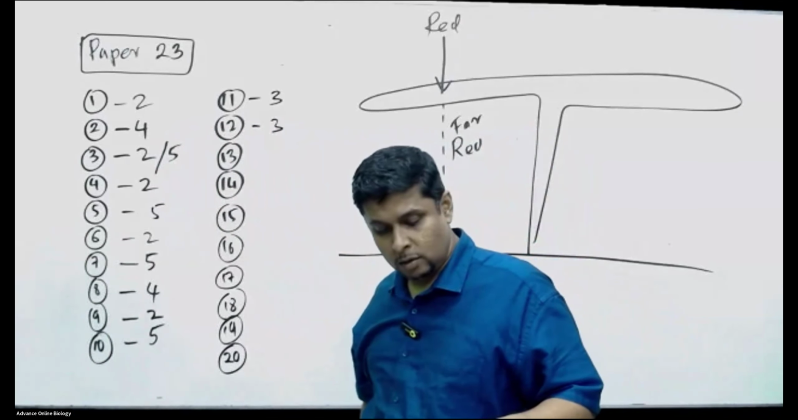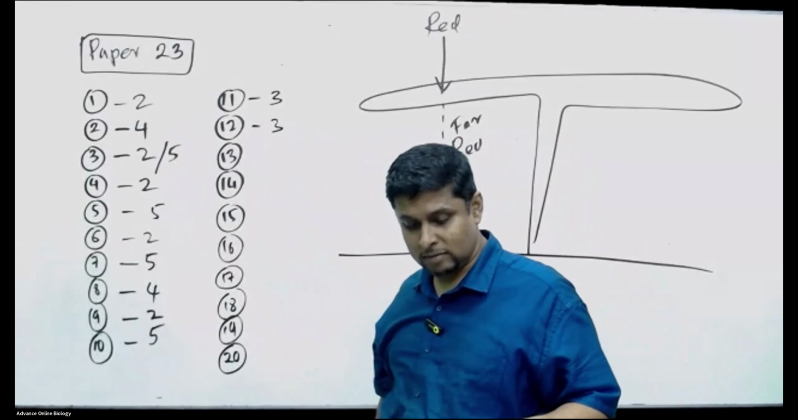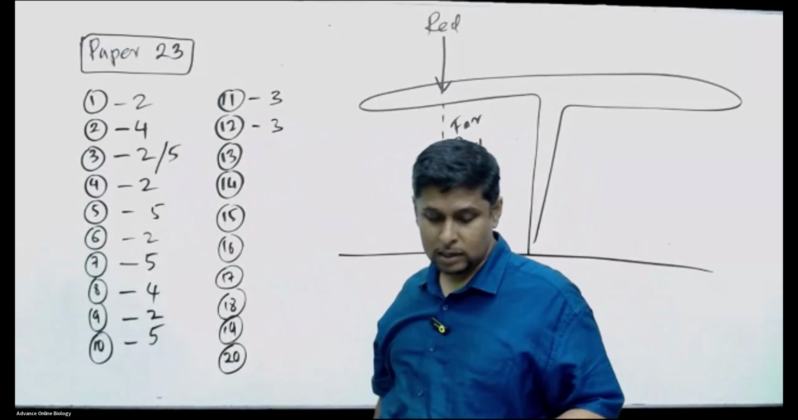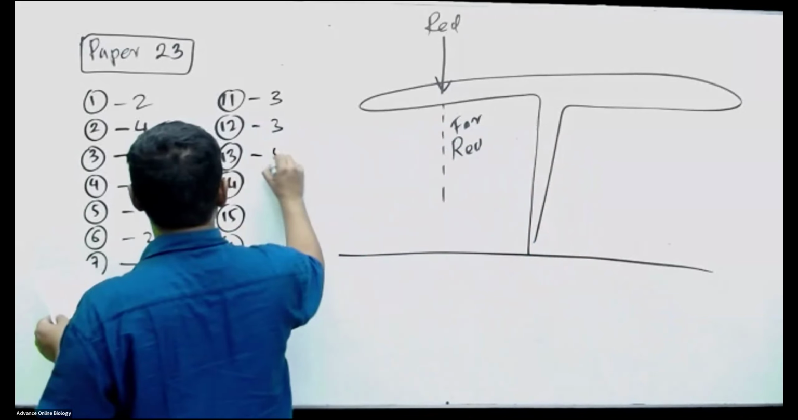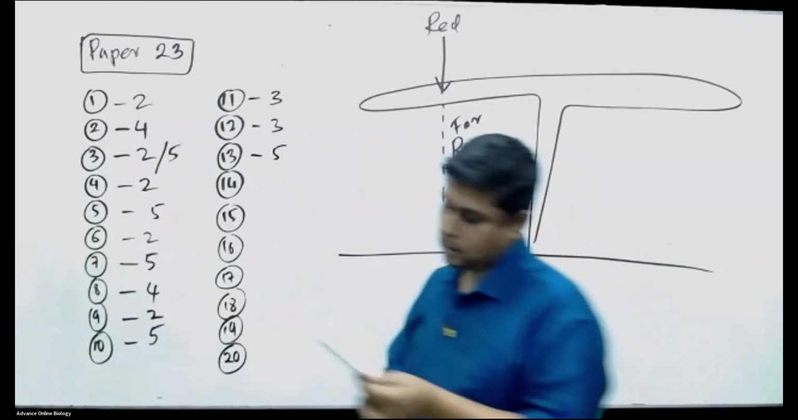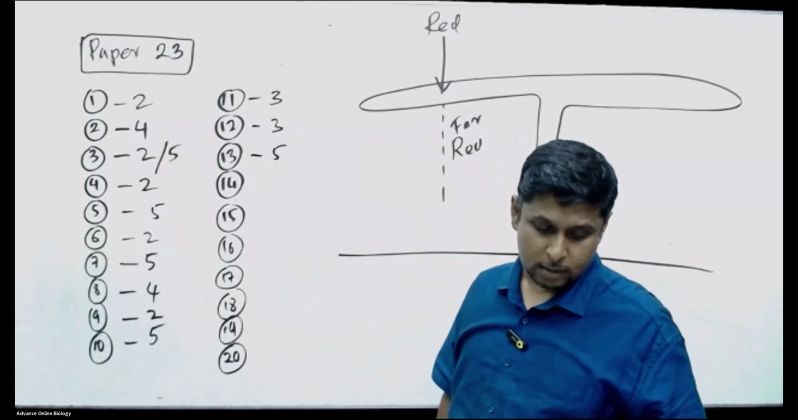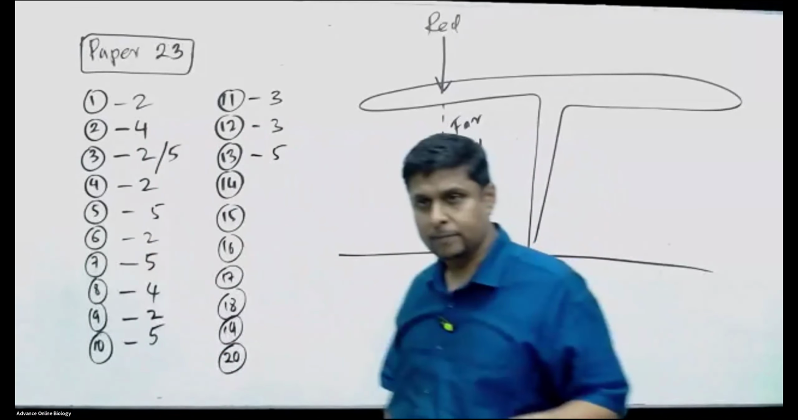Question number 13, photosynthetic, reduced and short-lived gametophyte found in. Photosynthetic, reduced and short-lived gametophytes are present in Pterophyta. I'm taking 5 as the answer. I think you agree with me. Pterophyta, photosynthetic, reduced and short-lived gametophyte is there. Bryophyta, don't take that because they have a long-lived gametophyte.